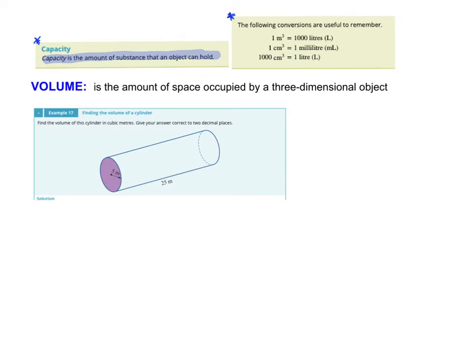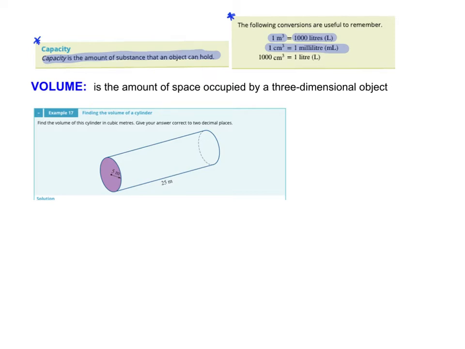So when they start talking about mils, maybe a can of Coke might hold 250 mils, that's a capacity. So we need to make sure we know a couple of the conversions. When we have 1 meter cubed, that actually equals 1,000 litres. If they ask you what's the capacity, you may have to convert your final answer to one of these, like mils or litres. The most common ones are those first two. 1 centimetre cubed is 1 millilitre.